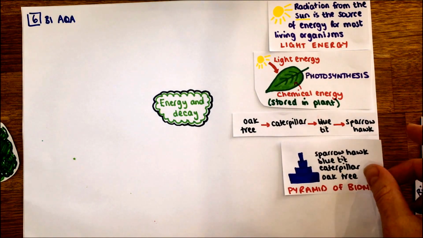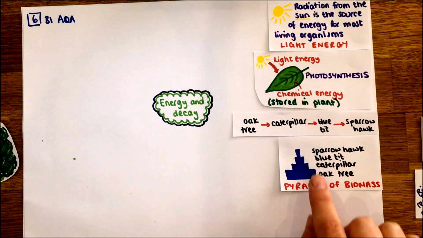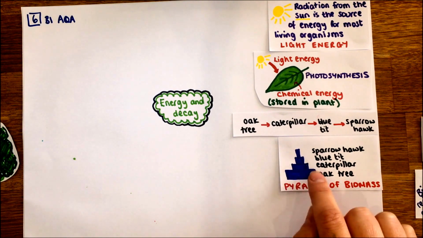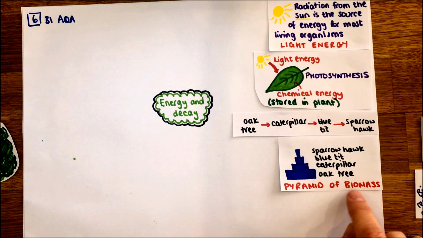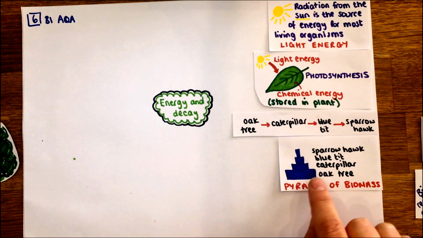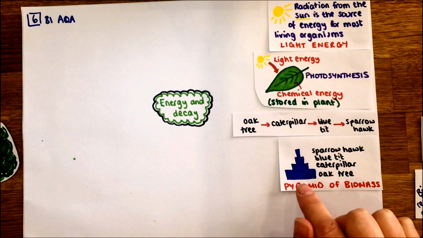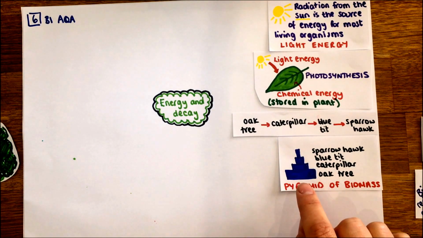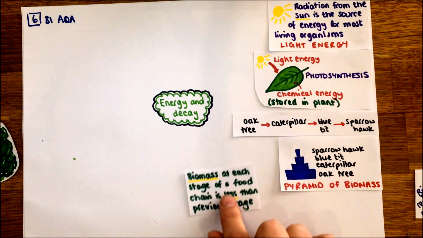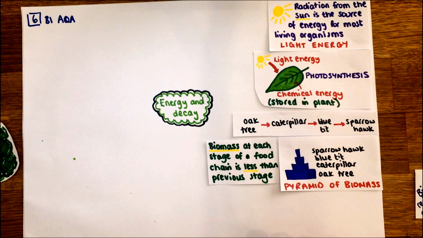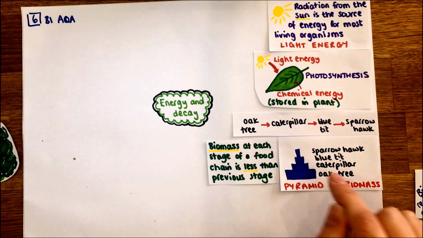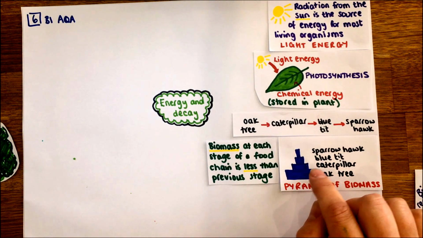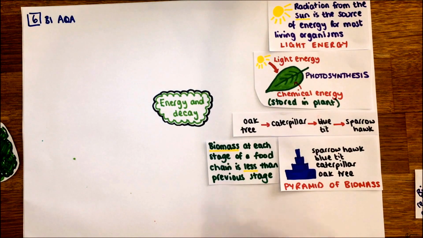Okay, so that looks like this. And this is just showing a pyramid structure of biomass. So bio, living, so living mass. And you can see here that the oak tree has the biggest biomass, then followed by the caterpillar, followed by the blue tit, followed by the sparrowhawk. So what we see at each stage is that we're actually losing energy through each stage of the food chain. So from the oak tree to the caterpillar, energy is lost and biomass is lost. The caterpillar to the blue tit and blue tit to the sparrowhawk. So it's constantly losing biomass at each stage.